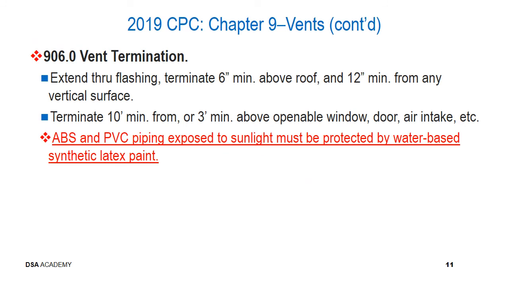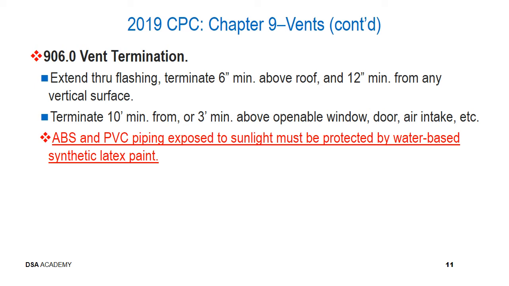All vents are required to extend through a flashing at the roof line or where their termination is from the building, and are required to terminate a minimum of 6 inches above the roof, and also 12 inches minimum from any vertical surface. Vent lines are required to terminate 10 feet minimum from or 3 feet minimum above an openable window or an air intake or a door, etc.